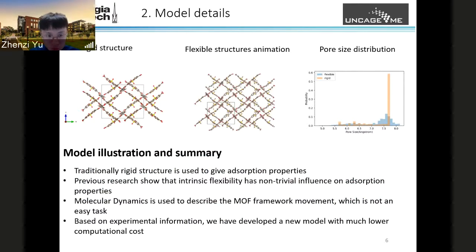However, traditionally, to model this type of flexibility, we need to do MD to describe the framework movement, and it is not an easy task. So we propose that based on experimental information, we can have a new model that has a much lower computational cost by going through the generation step for snapshots in the last slides.